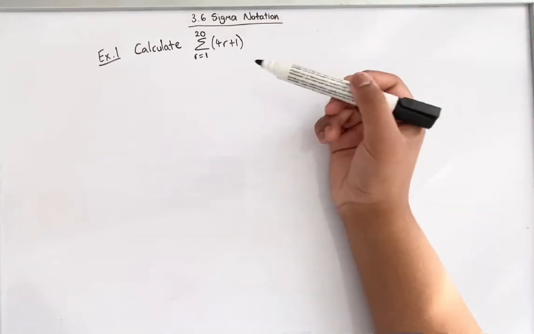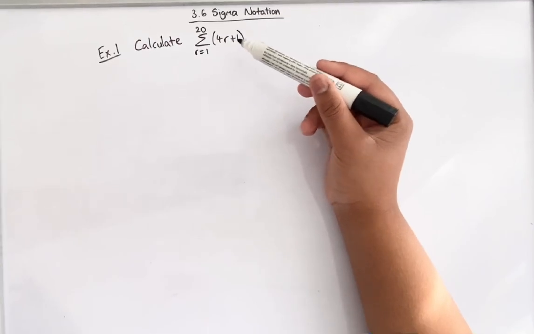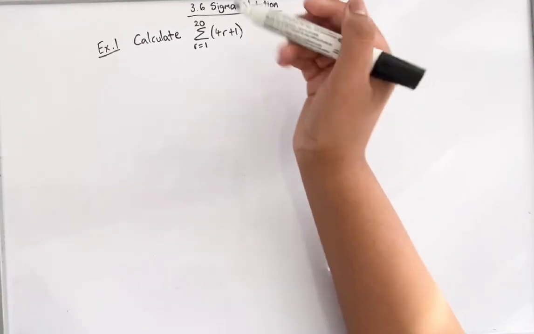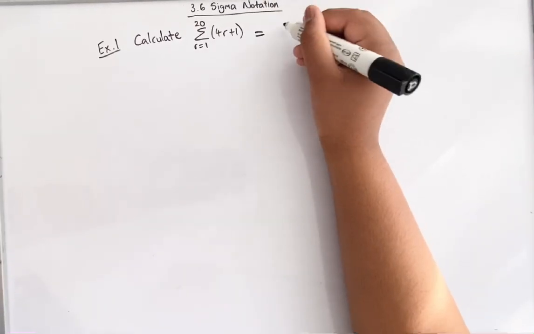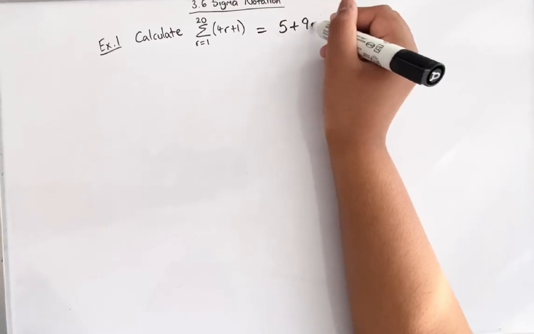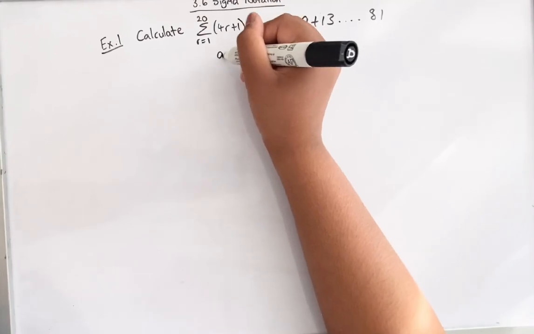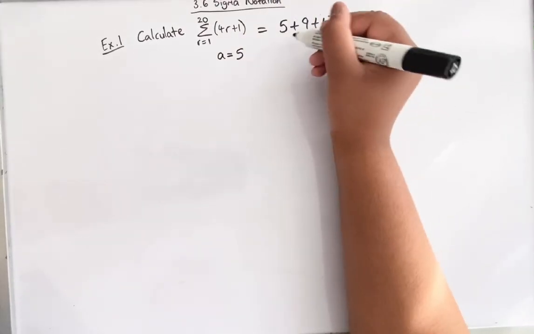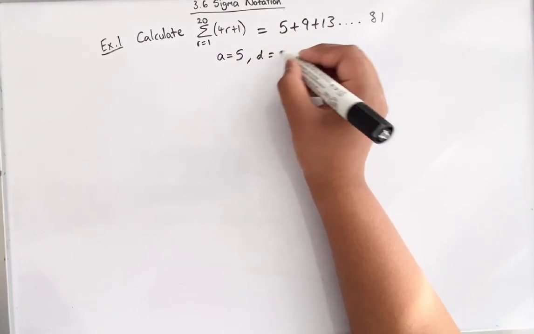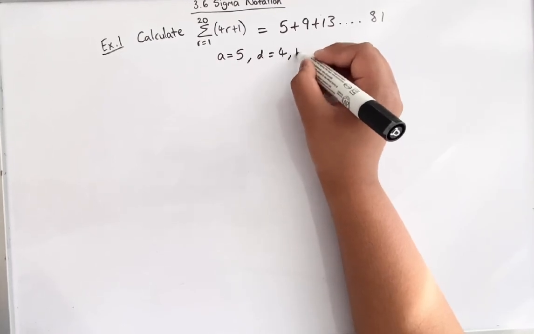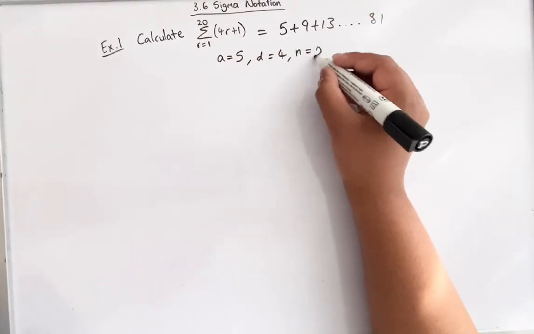Let's do an example. Let's calculate the sum from 1 to 20 of 4r plus 1. If we expand this, we can see that it's equal to 5 plus 9 plus 13 all the way to 81. We know the first term a is equal to 5, the common difference is equal to 4, and the number of terms is going to be 20.